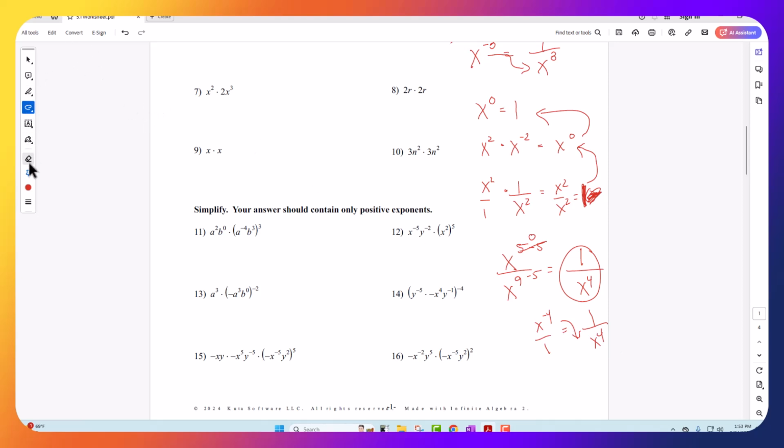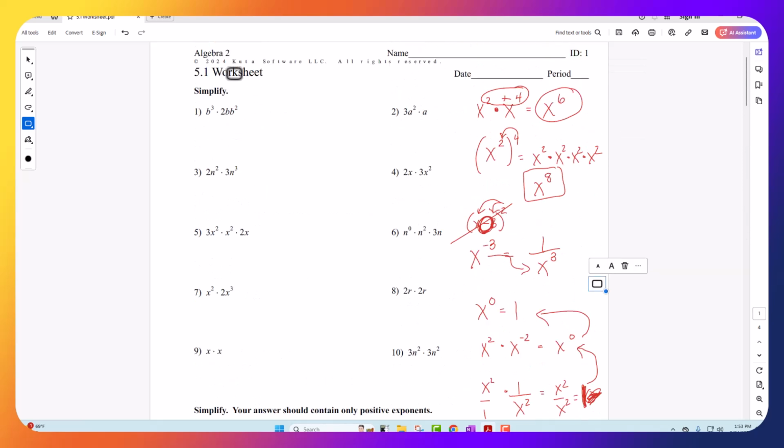Okay, let's see if we can clean that up a little bit. That's not going to work. Okay, that's fine. We'll just come over and do the left side. Let's see. I just lost myself, didn't I?